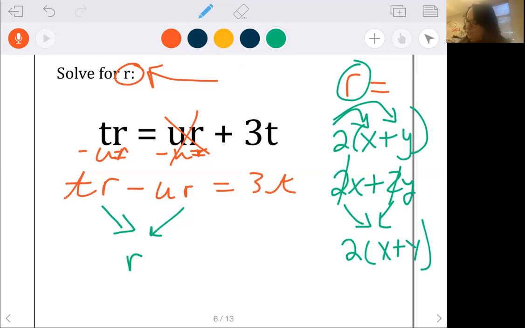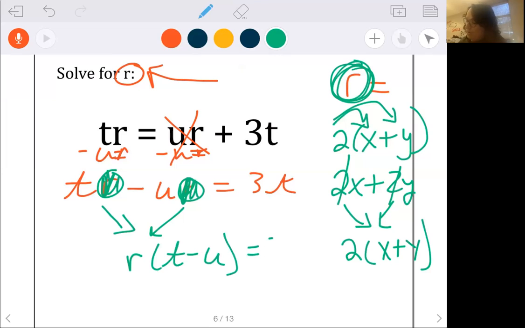Okay, so in this one I see an r in both of them. I want to get it by itself, so I'm going to pull it out of both, and what I'm staring at is a t minus u. All right, now I can go attack that r. I'm going to circle it.